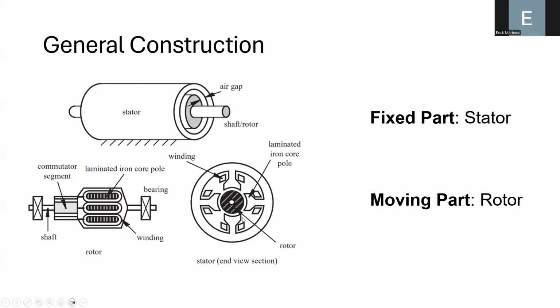Okay, so we have one pole here, one pole here, one pole here, and one pole here. And typically we count the number of pairs of poles. Basically, the pole is a winding within the structure of the stator of the electric motor.